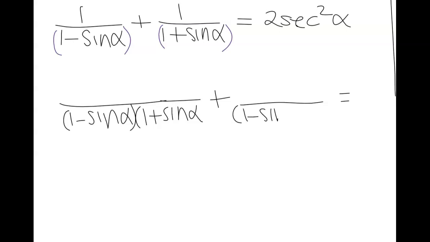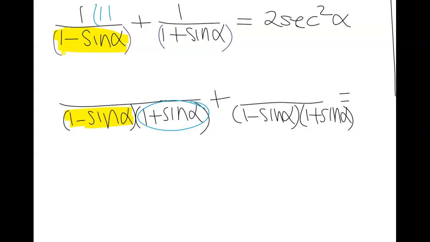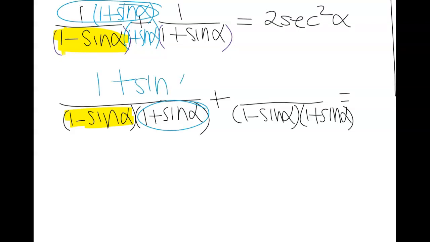So you could already imagine that we're going to be multiplying next. First fraction: the denominator is 1 minus sine alpha. That one is already here. So that means that we need to multiply by 1 plus sine alpha, top and bottom. And we will get just 1 times that, so we will get 1 plus sine alpha.